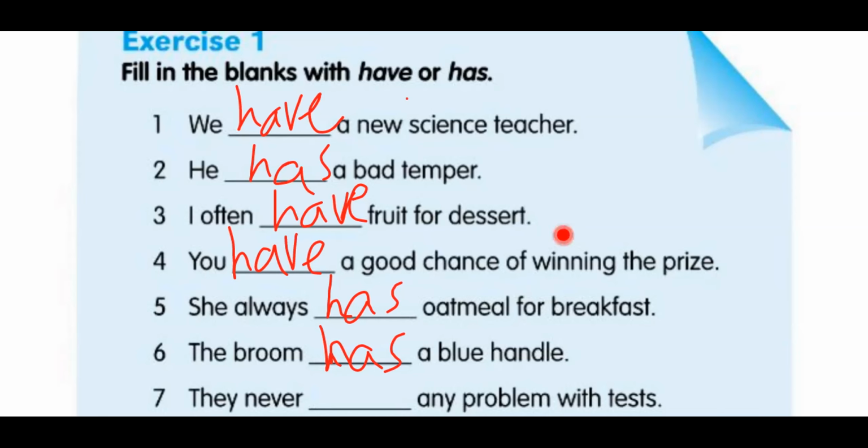I prepared kheer for the dessert today. If someone asks you, what is the sweet dish you prepared? So you can say, I prepared gulab jamun or I prepared kheer for the dessert. Okay? Say a sentence like that. They never have any problem with tests.